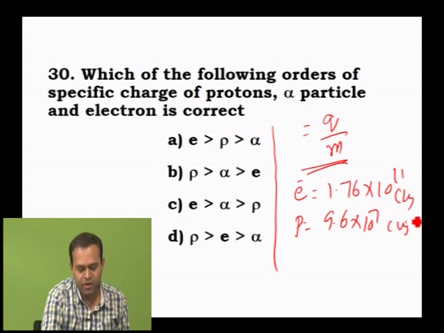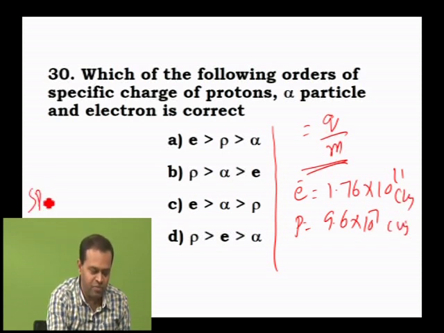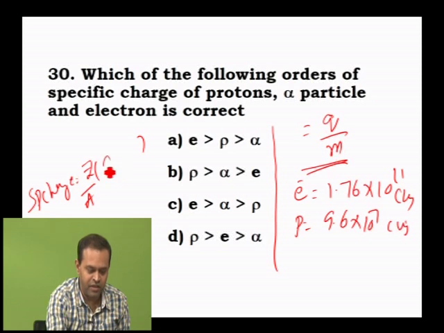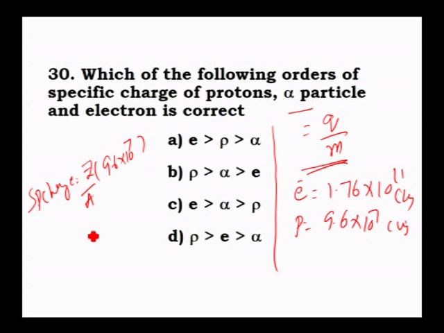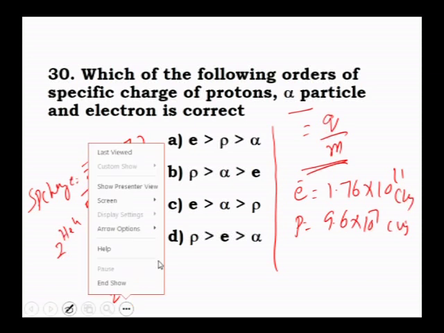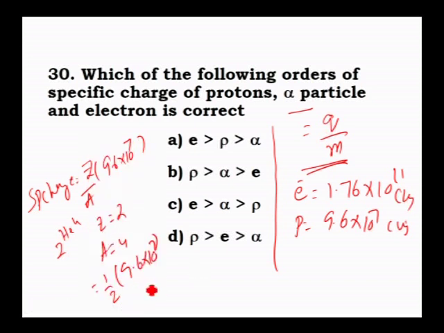This is also coulomb per kg. For any other charged particle, specific charge will be equal to Z by A times specific charge of proton, that is 9.6 into 10 to the power of 7. The alpha particle is 2He4, therefore Z is equal to 2 and A is equal to 4. Substitute and you will get 1/2 times 9.6 into 10 power 7, which is 4.8 into 10 power 7. Specific charge of alpha is 4.8 into 10 power 7.